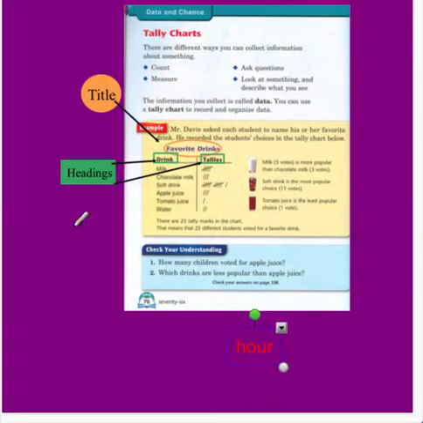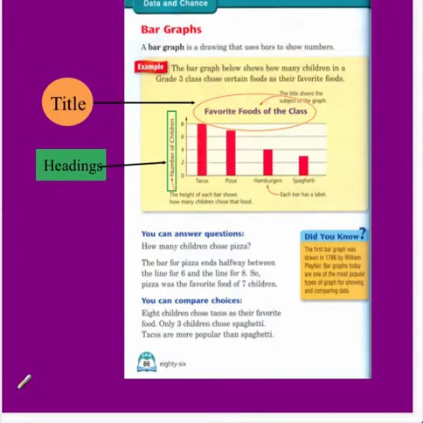There's information shown here, and this can be found in your reference book. So once you get back to school, or if you have one at home, there's information about tally charts on page 76, and there's also information about bar graphs on page 86.